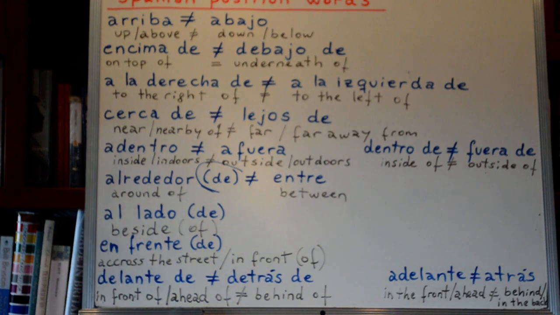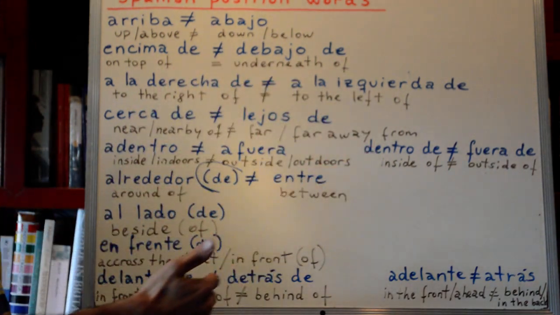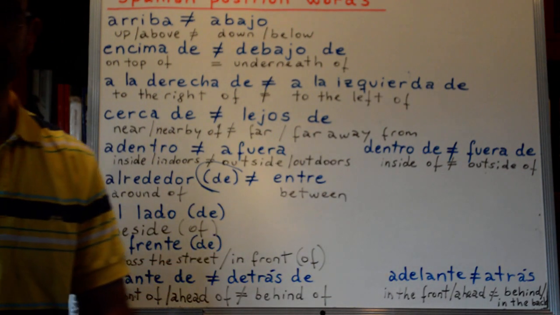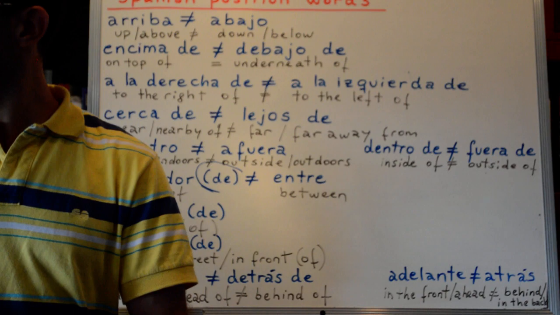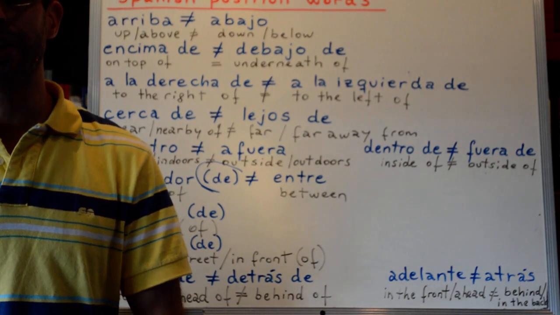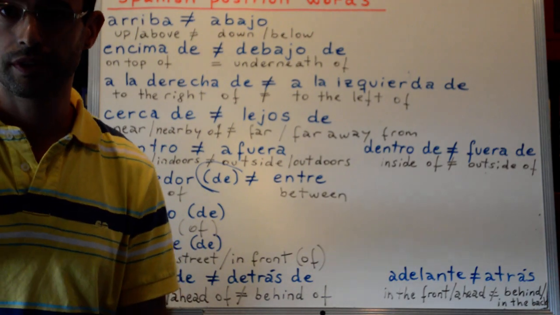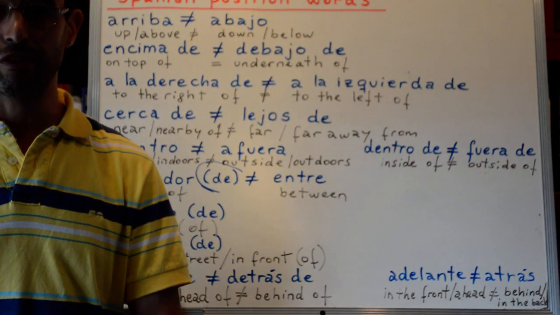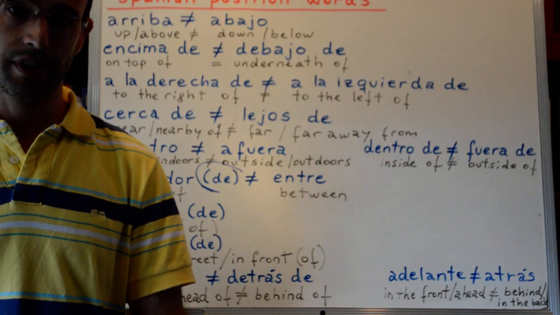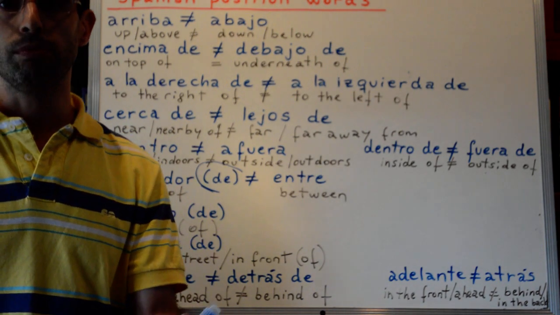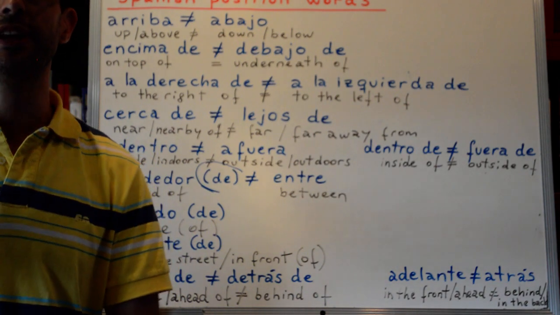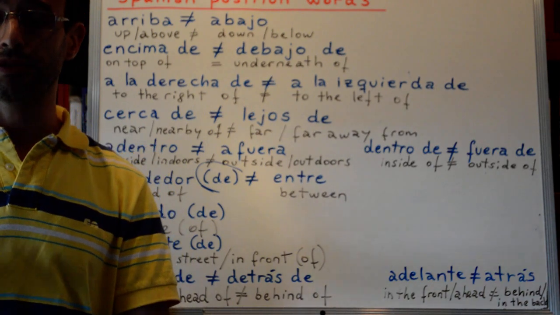Enfrente. Enfrente means in front of or across the street, right? Example. Juan vive enfrente. Juan lives across the street. Enfrente literally means in front of, right? So, we would use it to mean across the street. Enfrente. La casa de enfrente means the house across the street.